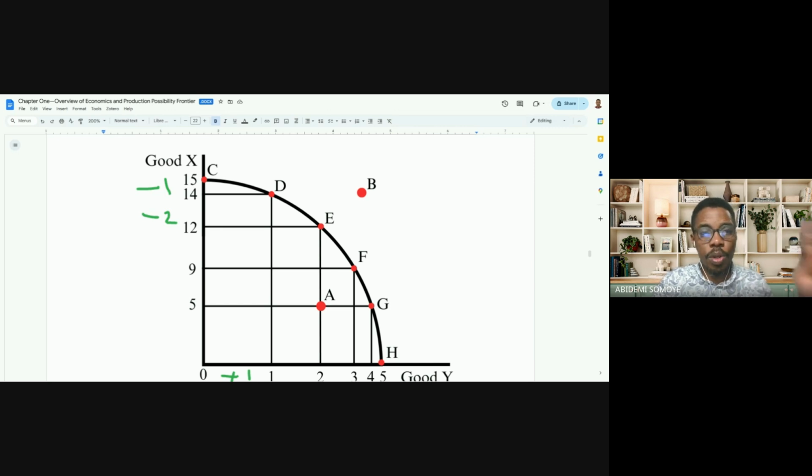So productive efficiency and Pareto efficiency are on that PPC or PPF curve, while allocative efficiency could be any point on this PPF curve. We might not be able to tell. But one thing about allocative efficiency is that it occurs where marginal social benefit equals marginal social cost.